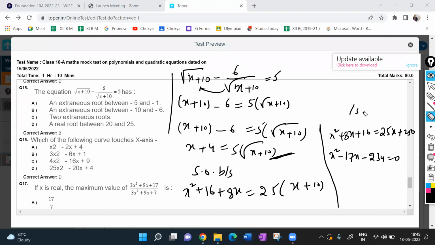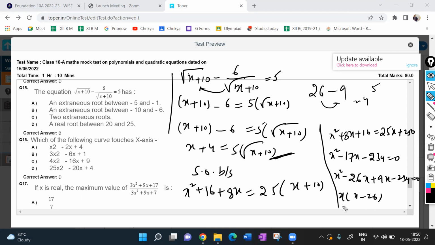How can I factorize this? Come on, now tell me. Quadratic formula? But can't you split? 17x can be written as how? 234 in 25 table is not possible. 26 minus 9, that is 17, right? 26 into 9 is 234. So I can write it as 26x minus 9x minus 234. Can I write like this? 26 minus 9 is 17, 26 into 9 again 234. So x common, x minus 26.